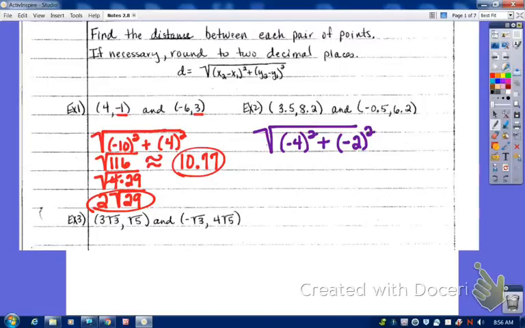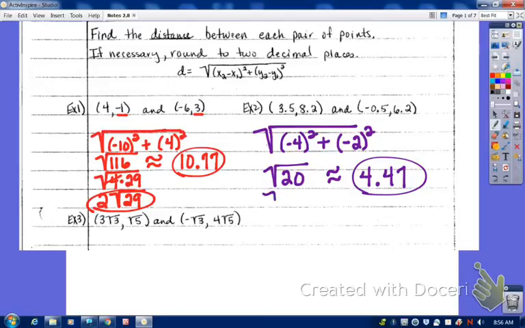And then I could probably do negative 4 squared in my head. That's 16. Negative 2 squared is 4. 16 plus 4 is 20. So I'd get the square root of 20. If they wanted an estimated decimal, I could go ahead and take the square root of 20 here. And rounded to the hundredths would be 4 point what? 47. If they wanted a simplified radical answer, what goes into 20 that's a perfect square? 4. So 4 times 5 is 20, and the simplified radical form would be 2 square root of 5.